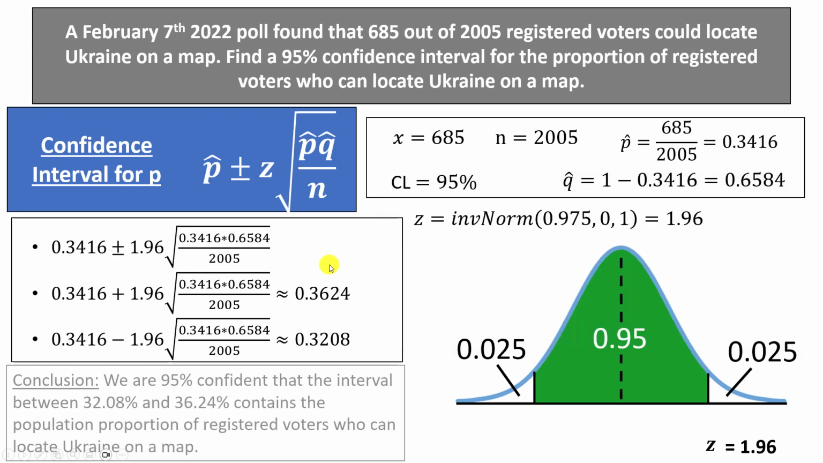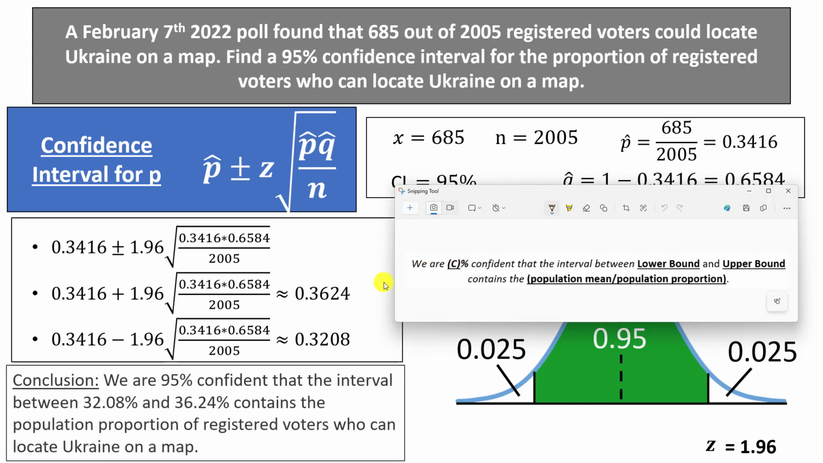So applied to this example, we would say that we are 95% confident that the interval between our lower bound, which was 0.3208, or 32.08% in percent form, and the upper bound of 36.24% contains the, in this case, population proportion. So I state the population proportion of registered voters who can locate Ukraine on a map. Make sure to modify your population mean or population proportion so that it applies to your specific example.